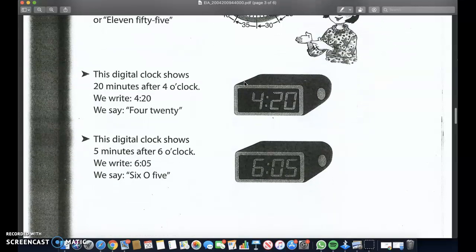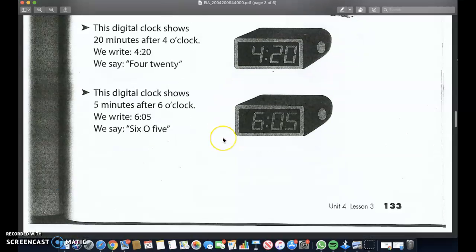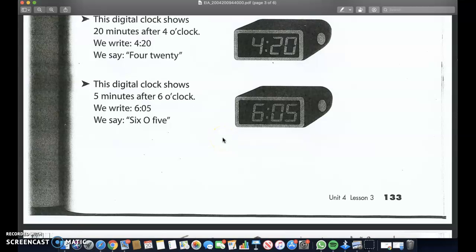This digital clock shows 20 minutes after 4 o'clock. So we write 4:20, or we say 4:20. This digital clock shows 5 minutes after 6 o'clock. So we would say it's 6:05, or we would write it as 6:05.